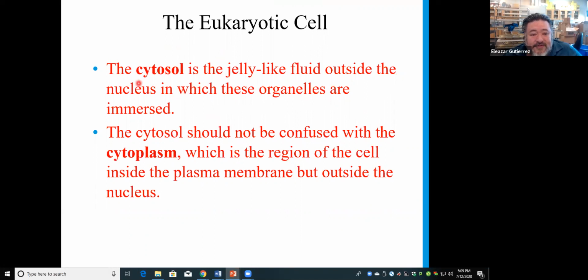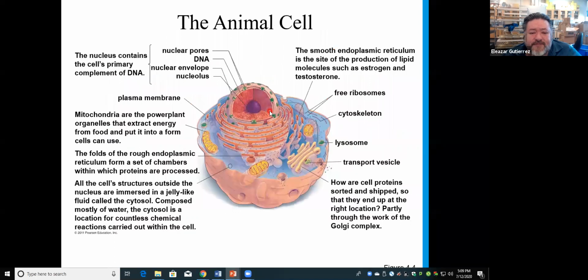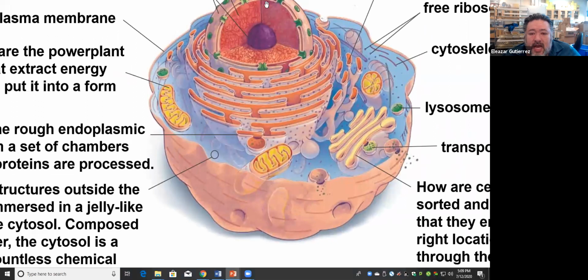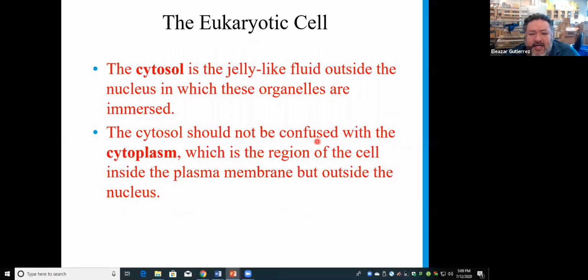Students love to confuse the word cytosol with the word cytoplasm. These are two different animals, okay? The cytosol is outside the nucleus, and the organelles are immersed in it. In other words, you go outside the nucleus, inside the plasma membrane, and then exclude all the organelles, and that is the cytosol, okay?